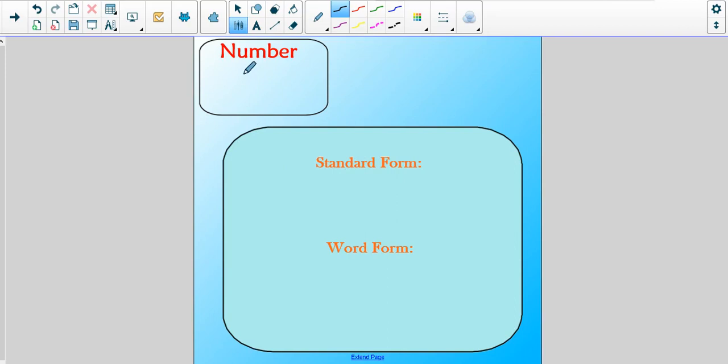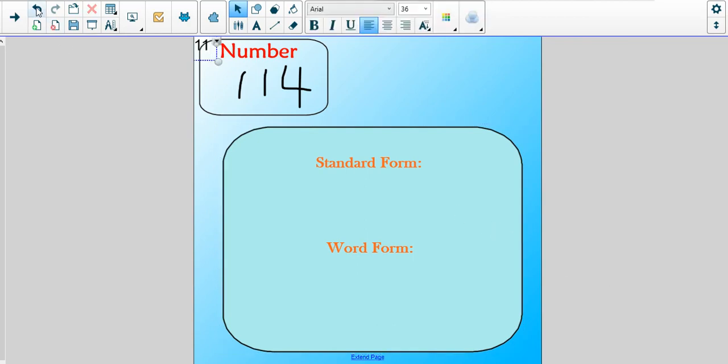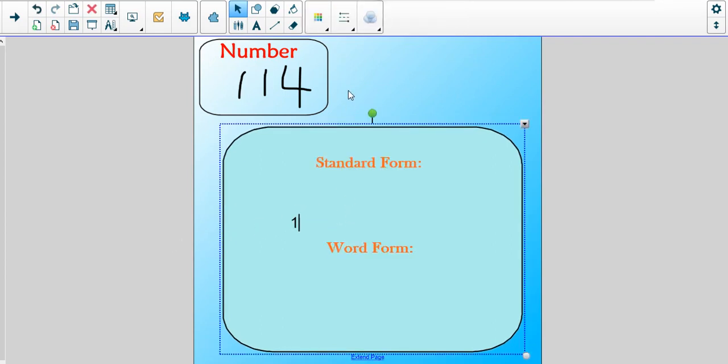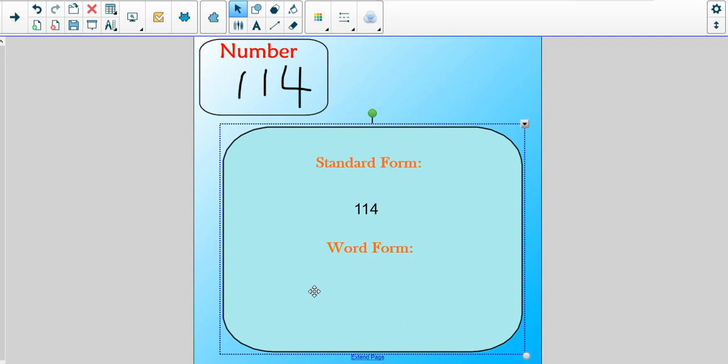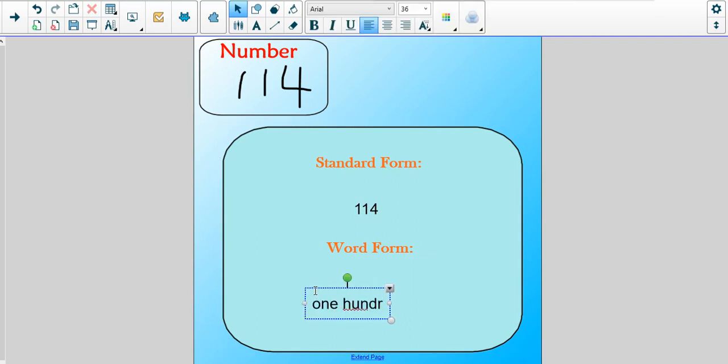Once we have identified our number, we can fill out the rest of our chart. The standard form for 114 is the same as the number. The word form for 114, let's write down 114 using words.